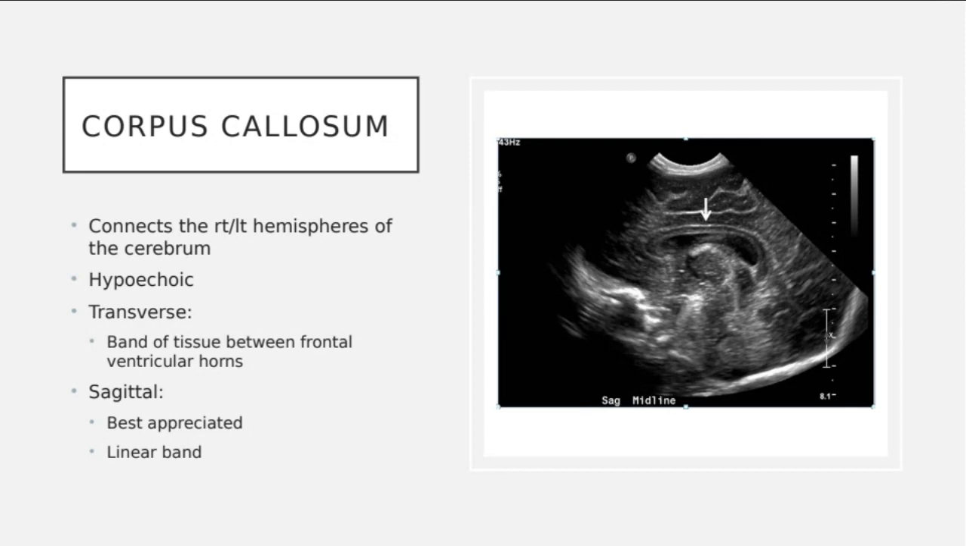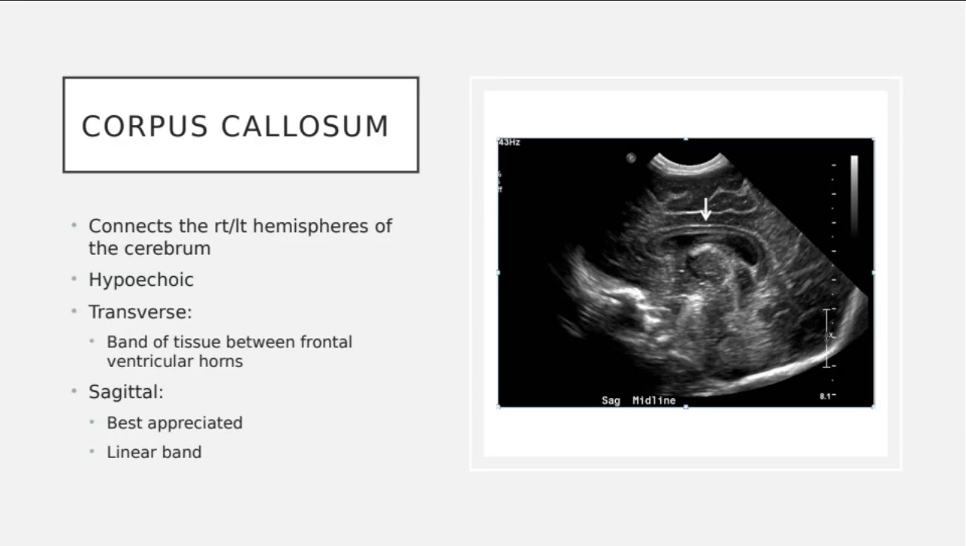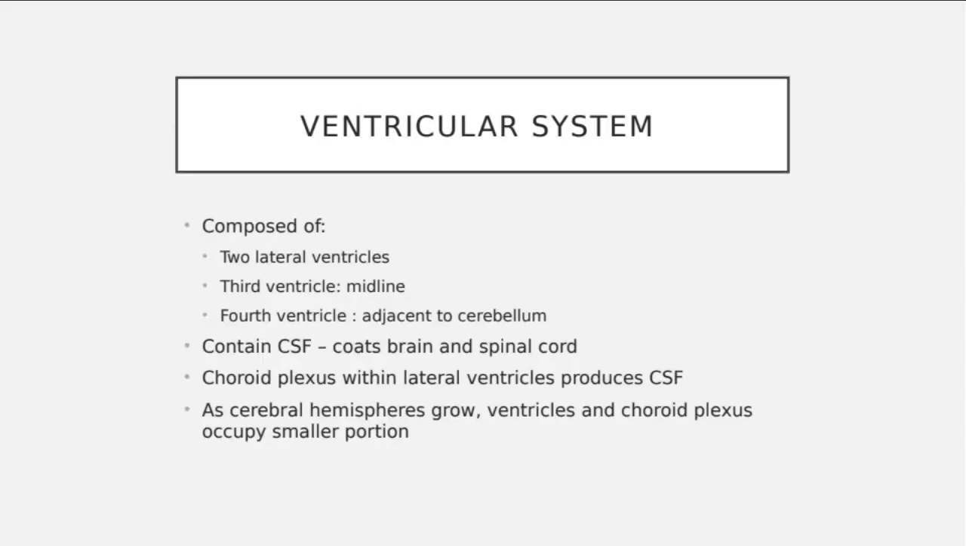If we're coming at this from a sagittal approach, which is what this picture is, we're going to be able to see it best. So we should be seeing a linear band right in the middle portion of that baby's head. So this is going to be our corpus callosum right here, not the anechoic fluid, which we will talk about in a second, but the band sitting around it. Transverse, we're really not going to be able to fully evaluate that corpus callosum as well as we would sagittally.